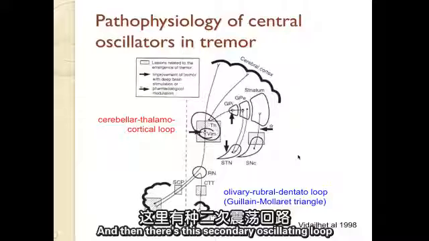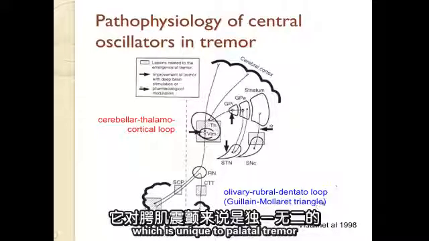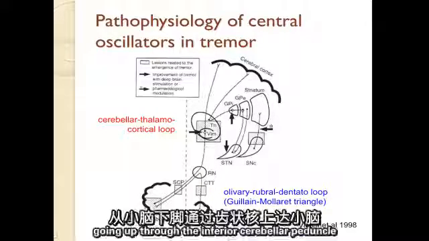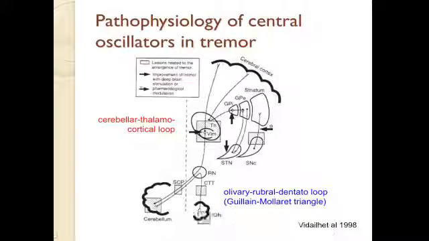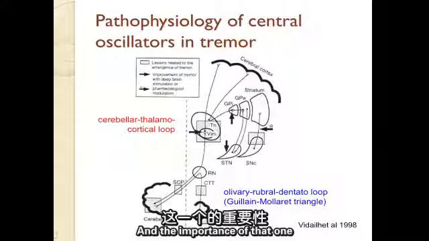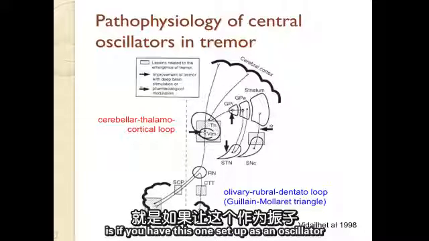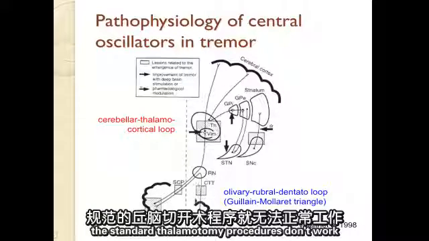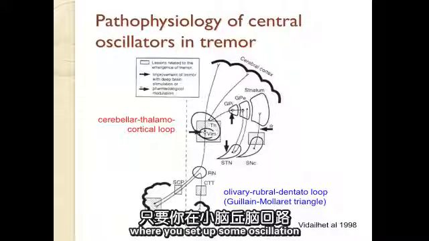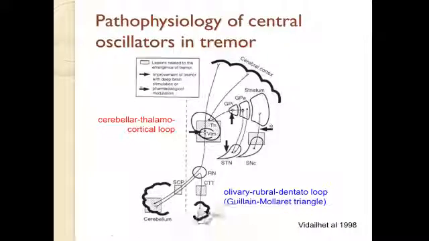And then there's this secondary oscillating loop, which is unique to palatal tremor, which is the inferior olive down here, going up through the inferior cerebellar peduncle to the cerebellum, through the dentate nucleus to the red nucleus and back down. That's the Guillain-Mollaret triangle. And the importance of that one is, if you have this one set up as an oscillator, the standard thalamotomy procedures don't work. But for all the other tremors where you set up some oscillation in the cerebellar-thalamo loop, that's where the thalamotomy procedures tend to be helpful, or the DBS of the thalamus seem to help.